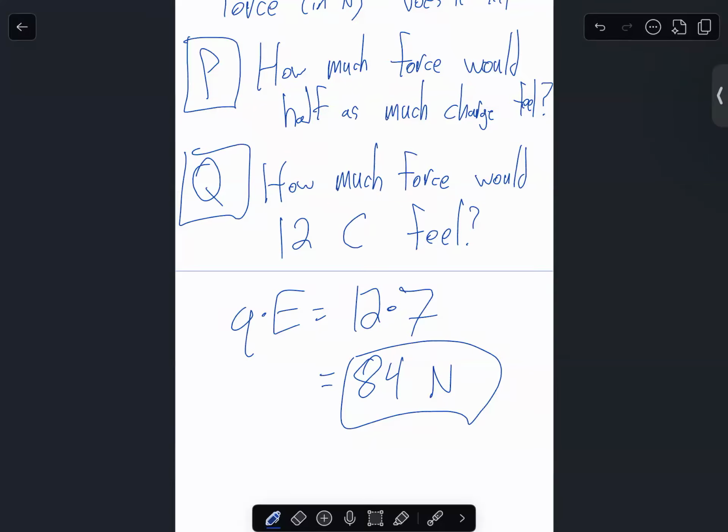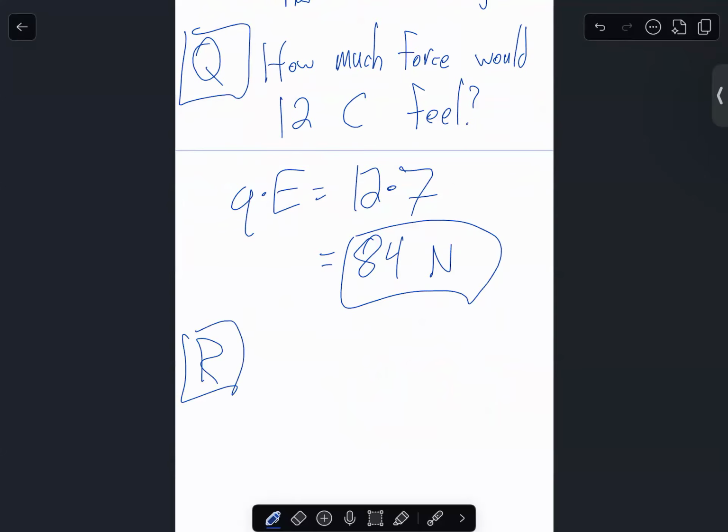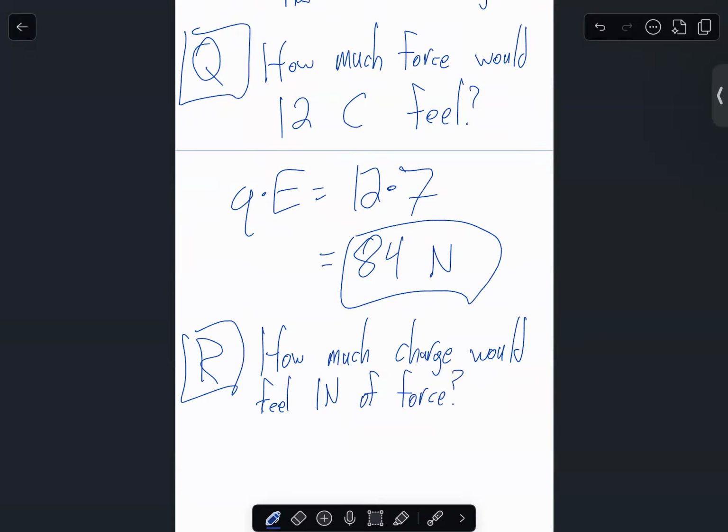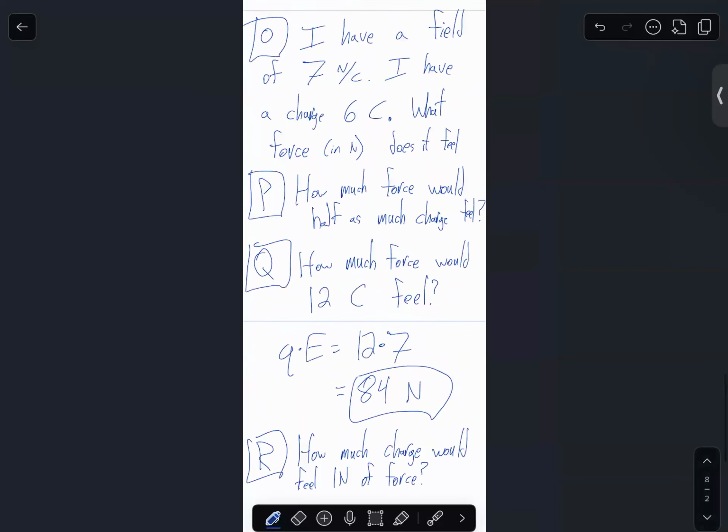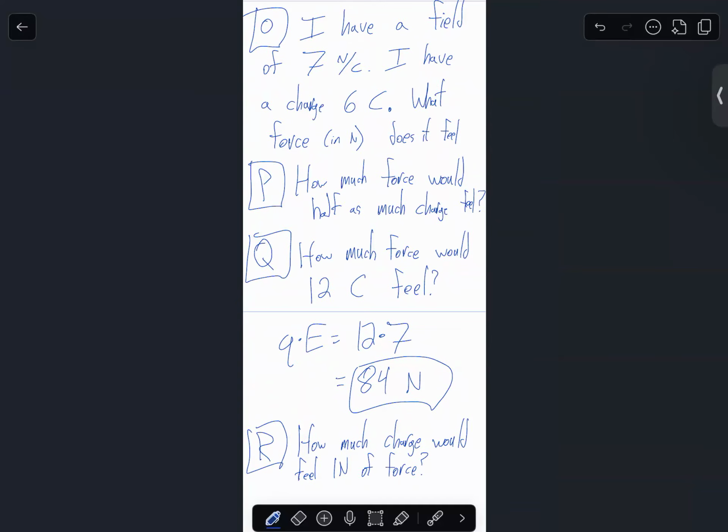There was one more place I wanted to go with this. How much charge would it take to feel 1 newton of force? You can write it as a fraction if you wish. It's unanswerable if you don't know the field. If I don't give you a field, you can't.